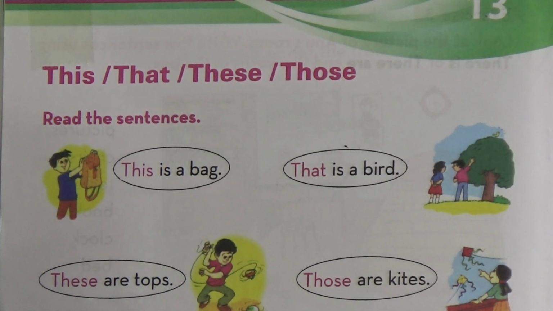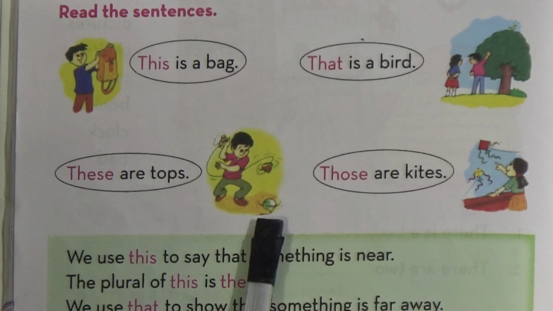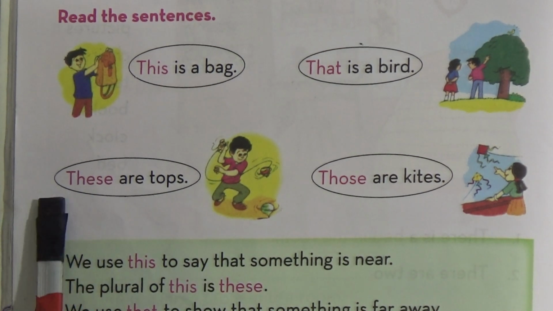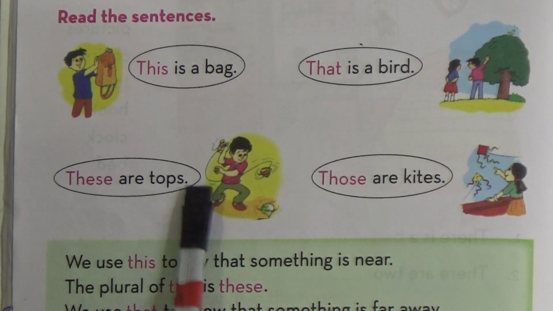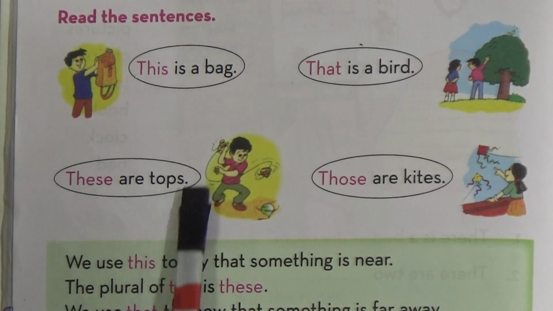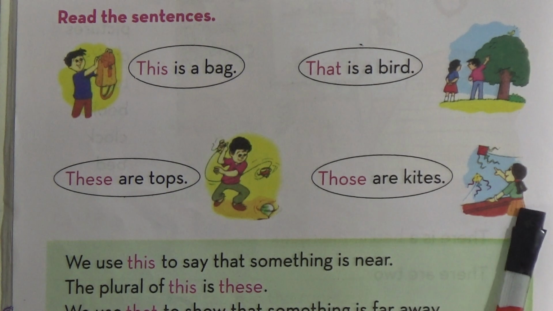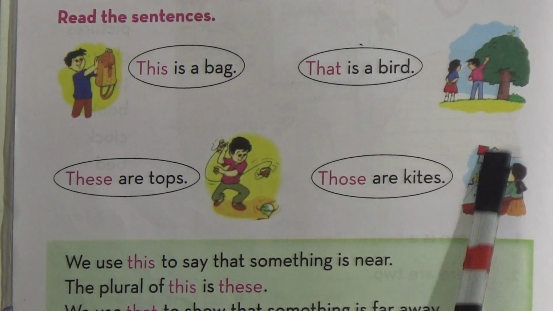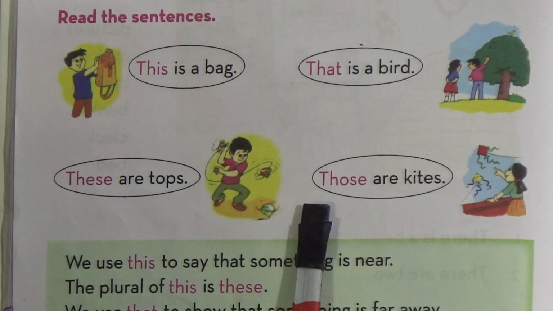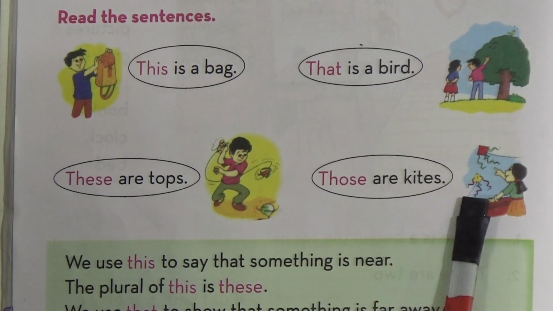In this picture, the boy is showing two tops and the tops are near him. So we can say these are tops. As there is more than one, that's why we use these are tops. Here the girl is showing two kites and the kites are not near the girl, they are far from the girl. That's why we are saying those are kites.